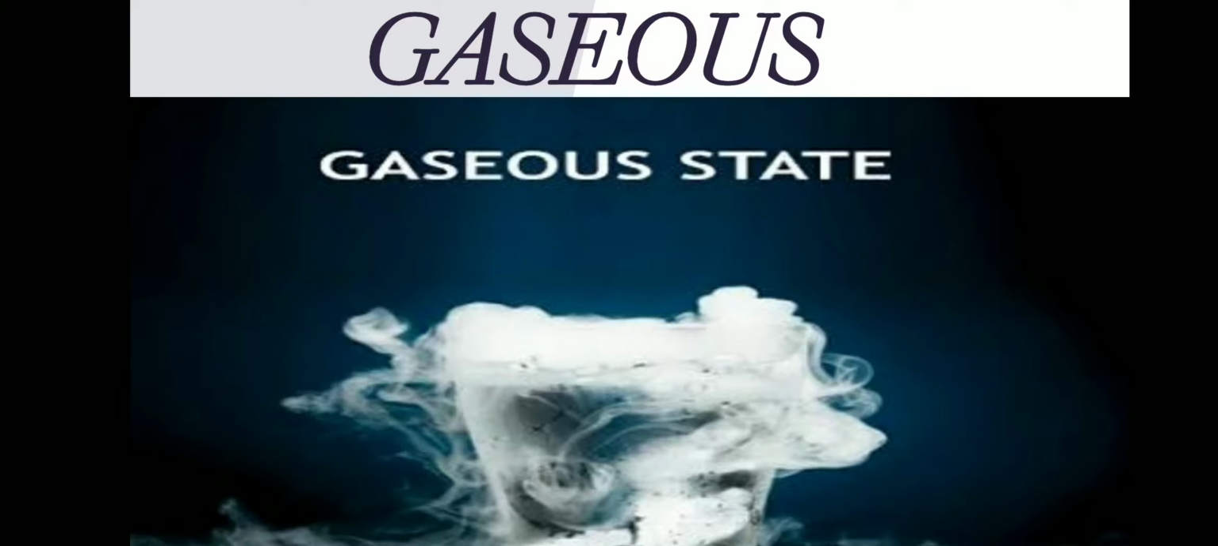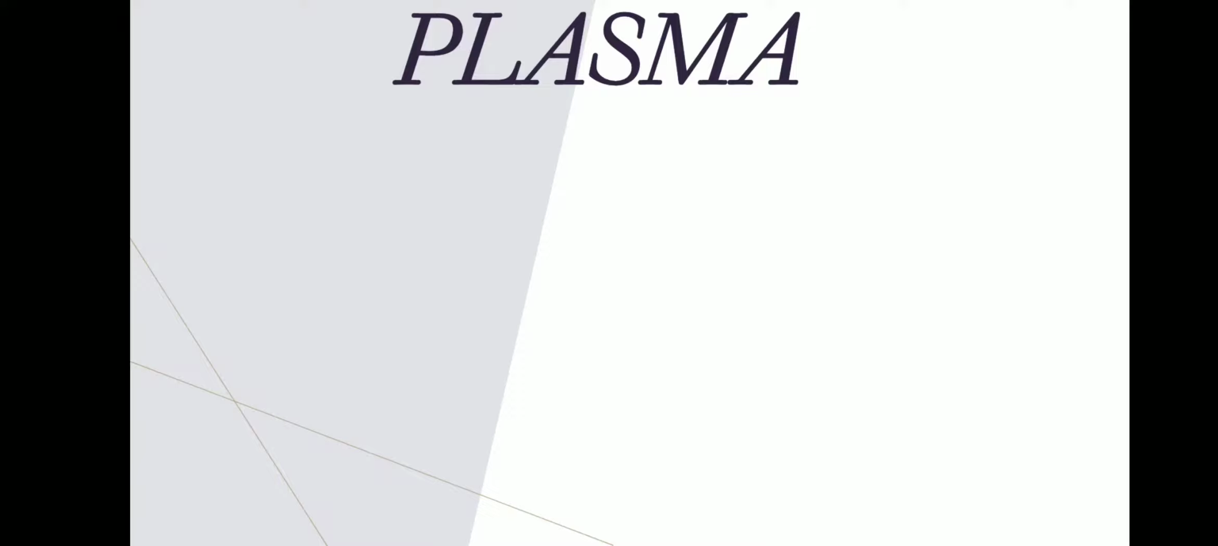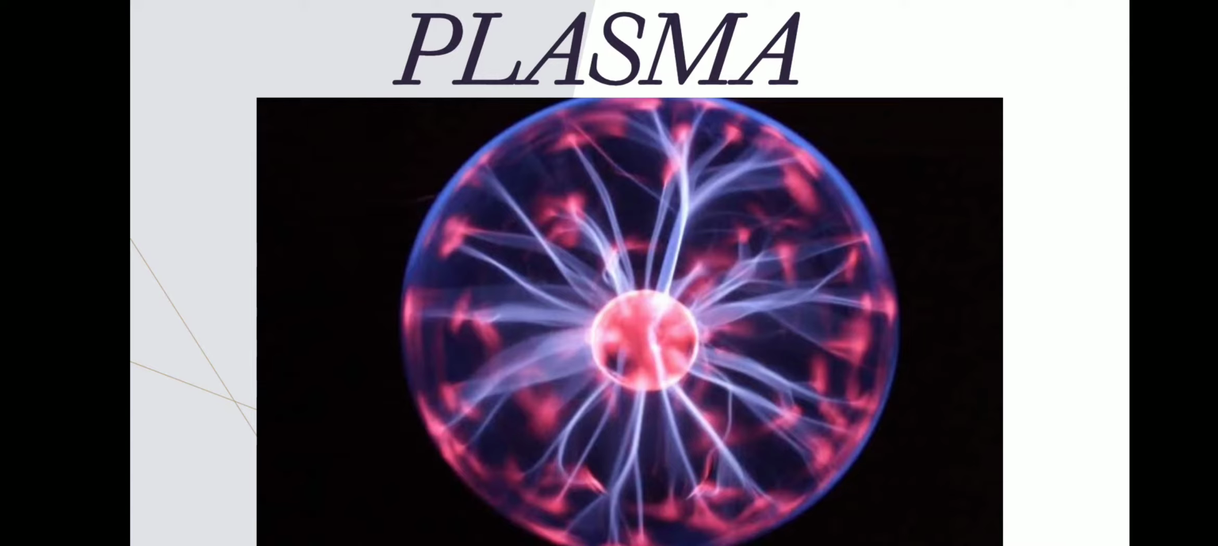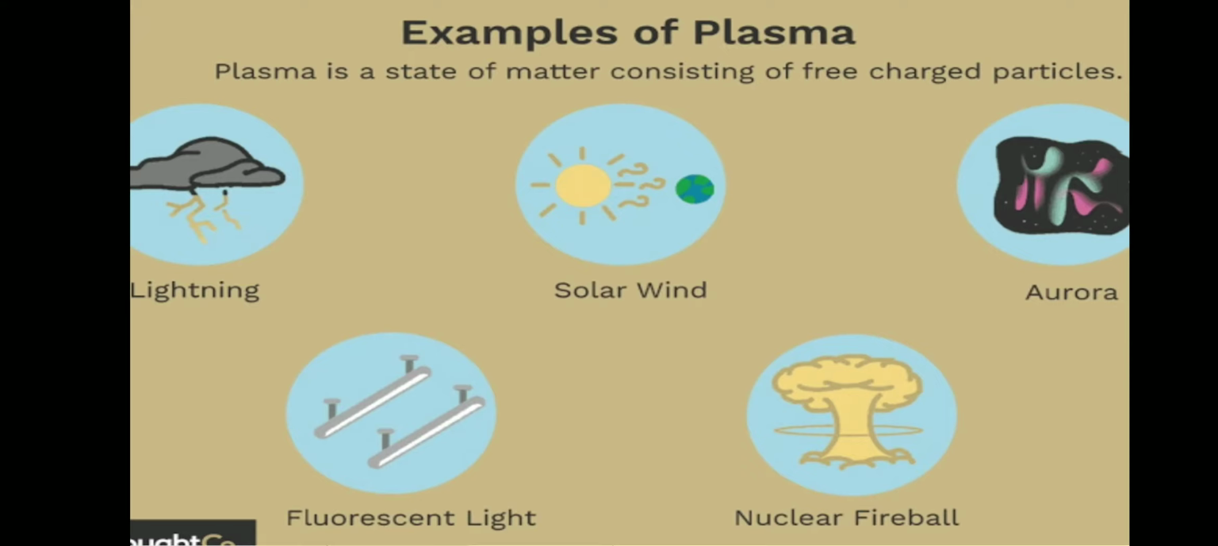We have another 4th state of matter also, known as plasma. Plasma has all the properties of a gas, except that plasma is made up of electrons instead of atoms or molecules. It exists on stars, in nuclear explosions, neon signs, etc.